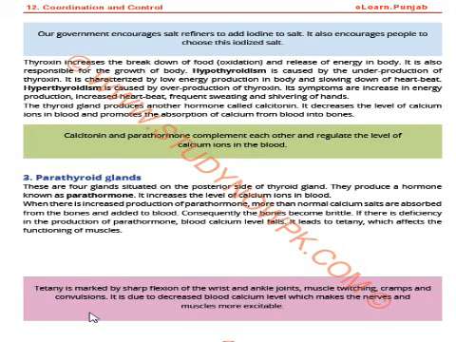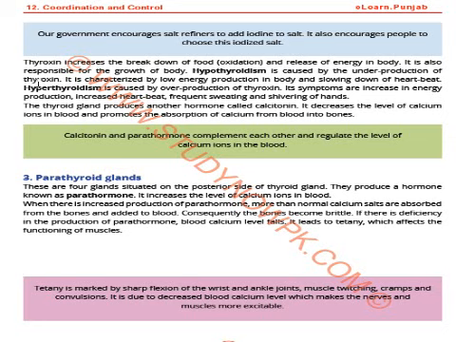Now, one more disease is hypothyroidism, and the third one is hyperthyroidism. Hypothyroidism is caused by the underproduction of thyroxine. Hypo means less, hyper means more. It is characterized by low energy production in the body and slowing down of heartbeat. And hyperthyroidism is the overproduction of thyroxine. Its symptoms are increased energy production, increased heartbeat, frequent sweating and shivering of hands.